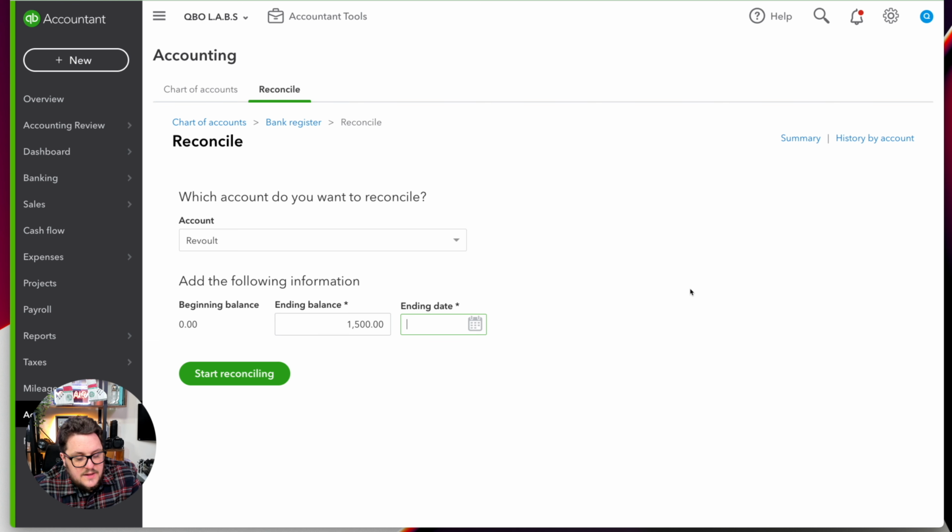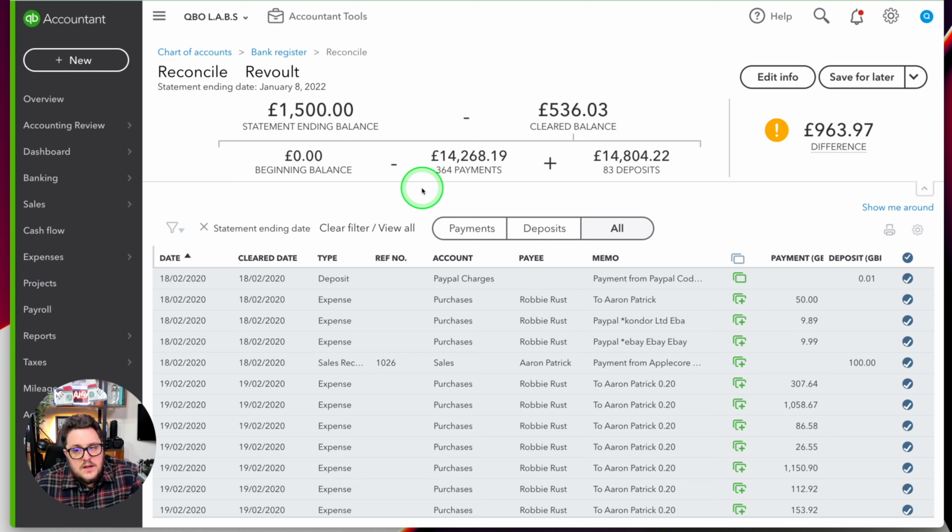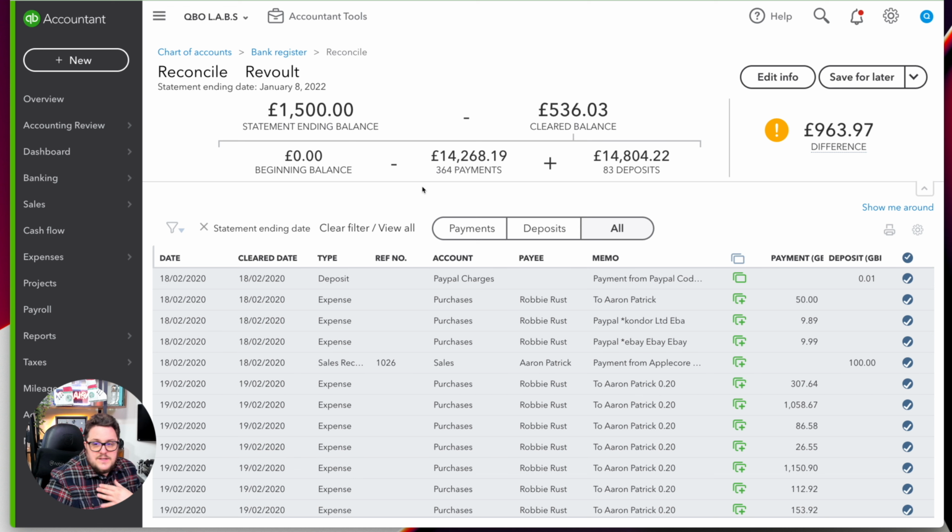Let's have a look. Here it's asking me, what was my bank balance at my Revolut account as at a particular date? So if I knew I had £1,500 in, say, the end of or today's date, and I press start reconciling just now, then straight away QuickBooks can do a lot of hard work for me. Remember I mentioned those green blobs? Well, those green blobs are transactions QuickBooks can trust. So QuickBooks knows those figures are correct, so it's put those figures into QuickBooks Online and ticked them for me without me having to go through them.